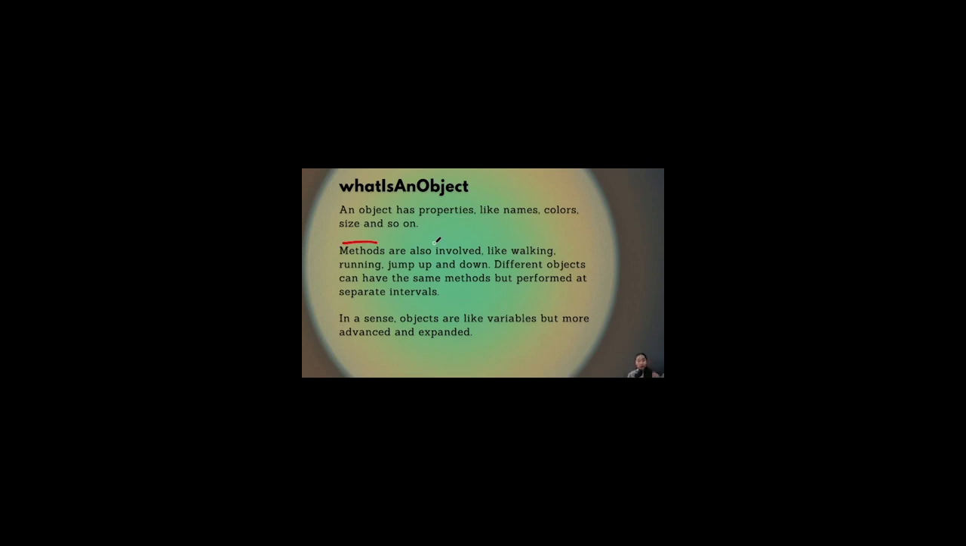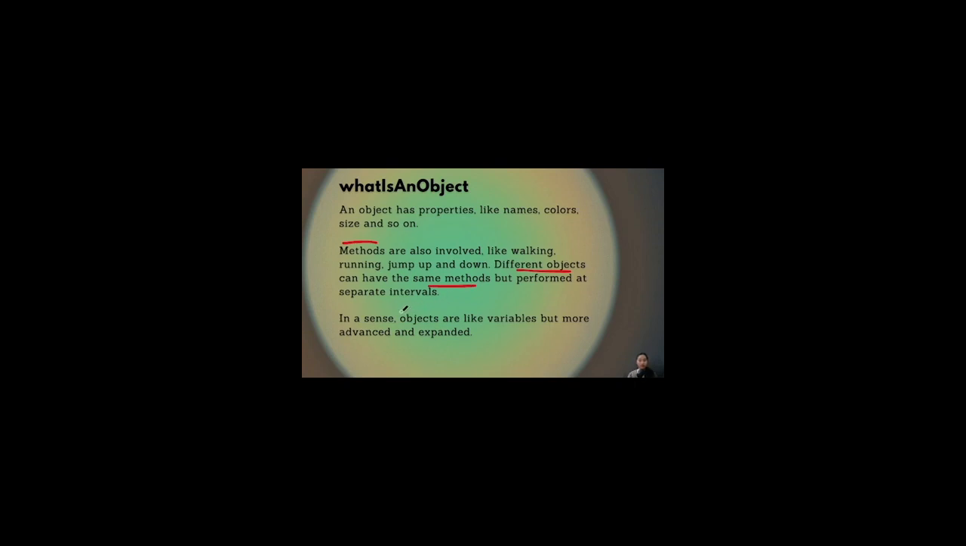You don't have to manually assign everything if you don't know the value of a property, let's say. Different objects can have the same methods, but perform at separate intervals. In real life, this would be maybe you have two friends and they love hiking, but the first one loves hiking in the morning, and the second one loves hiking at night, right? Same thing, but different time, separate intervals.